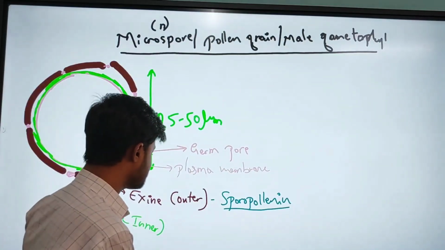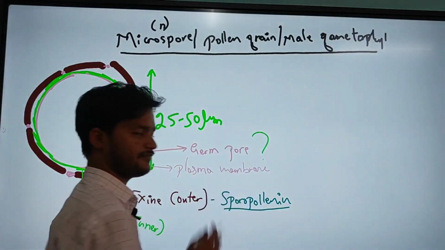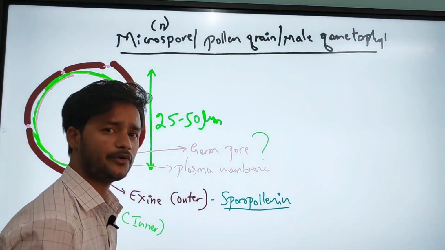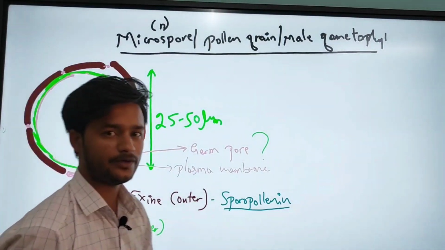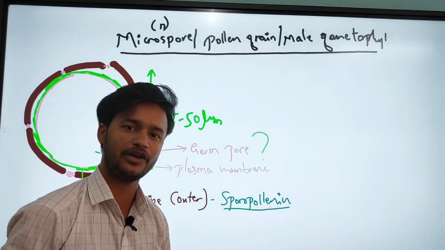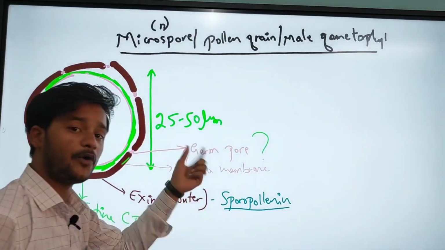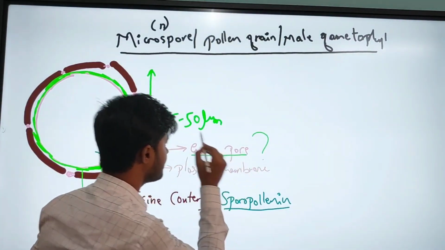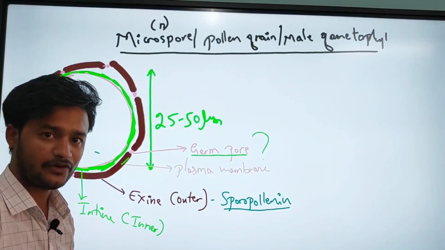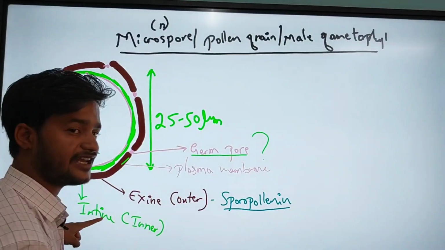So what is the function of the germ pore? You know that the pollen grain produces the pollen tube, and that pollen tube is extended through the pore. What is the name of that pore? The germ pore, okay. And it is extended from the intine region.